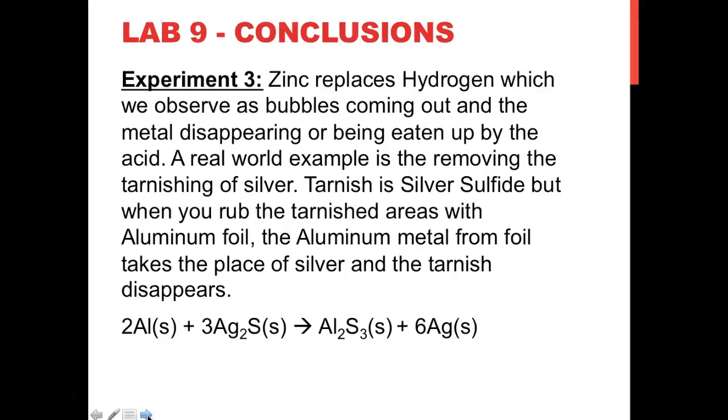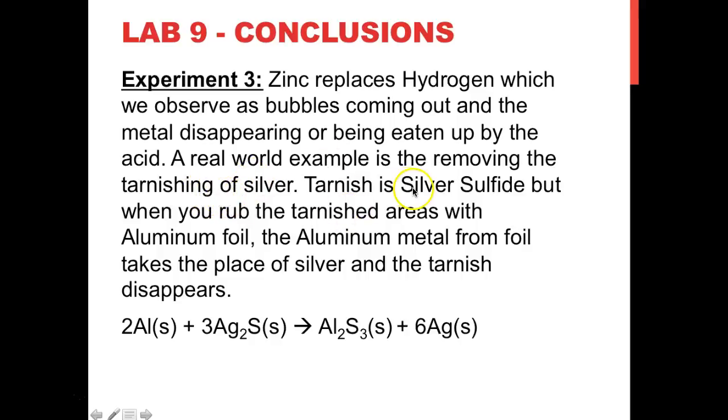So in experiment 3, the zinc replaced hydrogen. All right, so it took the place of hydrogen, and that's how you saw that the bubbles of hydrogen were coming out, showing that the zinc had taken its place, right? And then you saw the metal disappearing, or rather being eaten up by the acid. A real world example is removing the tarnishing.